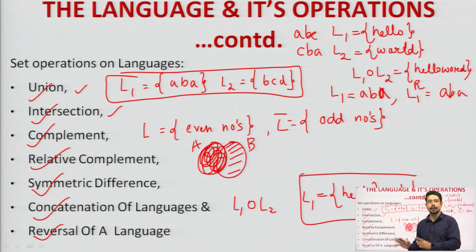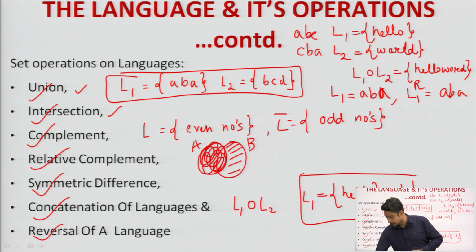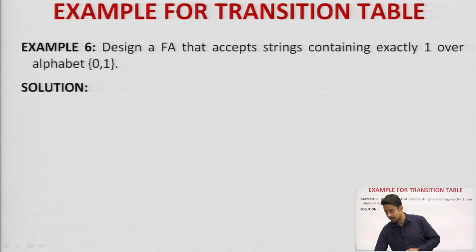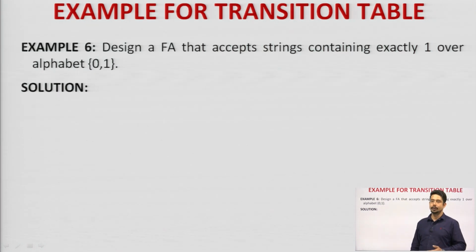So, these are the basic operations being performed over a language. Based on that, you can design a particular automata. Okay. Now, we can come up with the next slide and let us continue with the examples that we were doing in the previous video. In the previous video we summed up with 5 examples. Now, I am going with example number 6.